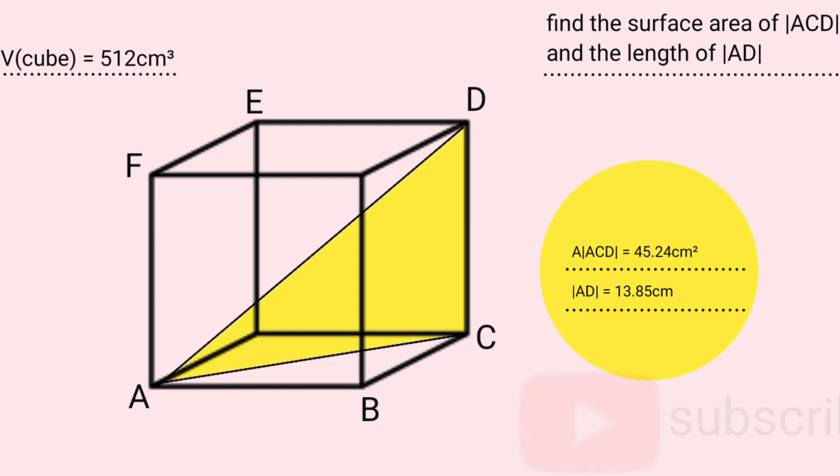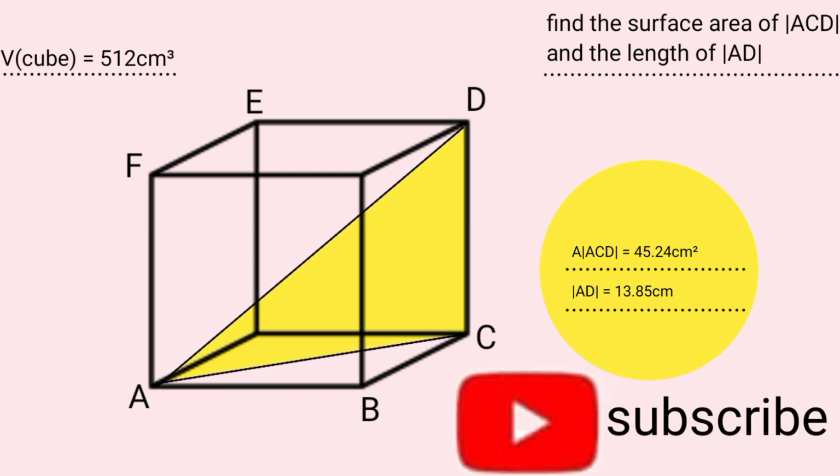Thank you for watching. We found the area of triangle ACD to be 45.24 centimeters squared and line AD to be 13.85 centimeters in length.